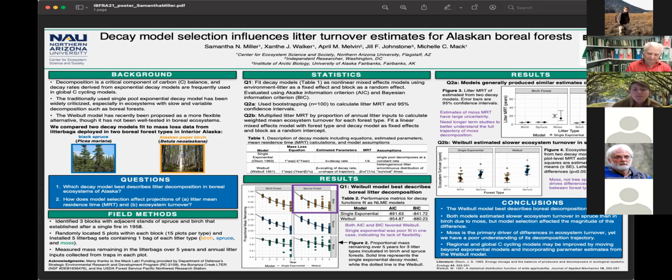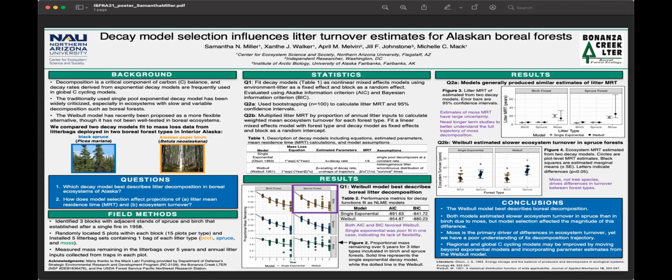So we found that the Weibull model best describes boreal litter decomposition, but both models produce similar estimates of litter mean residence time. However, I want to point out that there's a large degree of uncertainty with moss mean residence time, and this is because moss decomposes so slowly that we have not captured the majority of its decomposition trajectory even over 5 years. Finally, we found that while both models estimated slower ecosystem level turnover in spruce forests, the Weibull model estimate was slower than the exponential model.